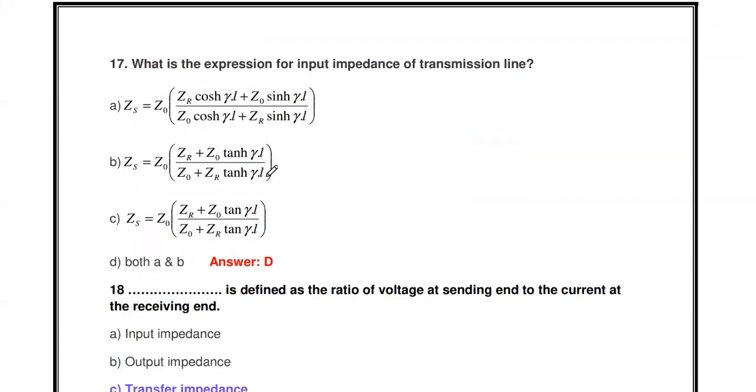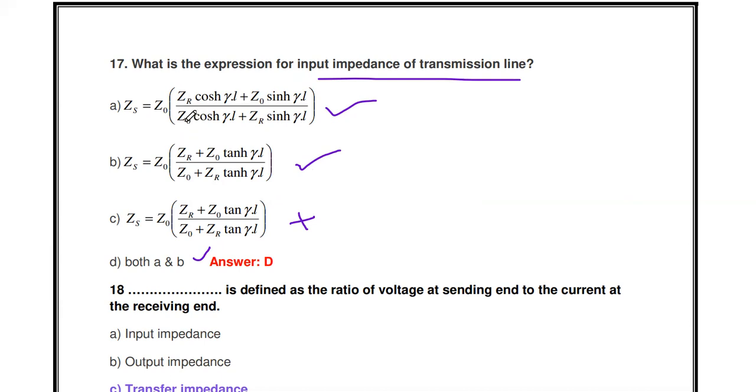Then the next thing: what is the expression for the input impedance of a transmission line? You just remember the answer. The input impedance of a transmission line is Zs equal to Z0 into (Zr cosh ηL plus Z0 sinh ηL) by (Z0 cosh ηL plus Zr sinh ηL). It's correct. Similarly, Zs is equal to Z0 into (Zr plus Z0 tanh ηL) by (Z0 plus Zr tanh ηL). This is also correct. And this one is wrong. So both A and B are the answer.